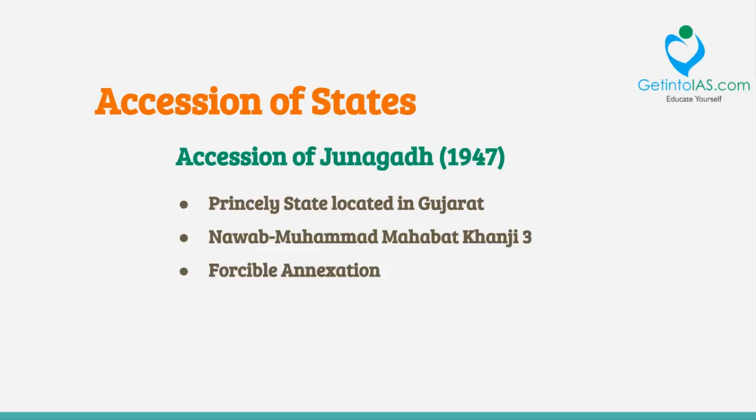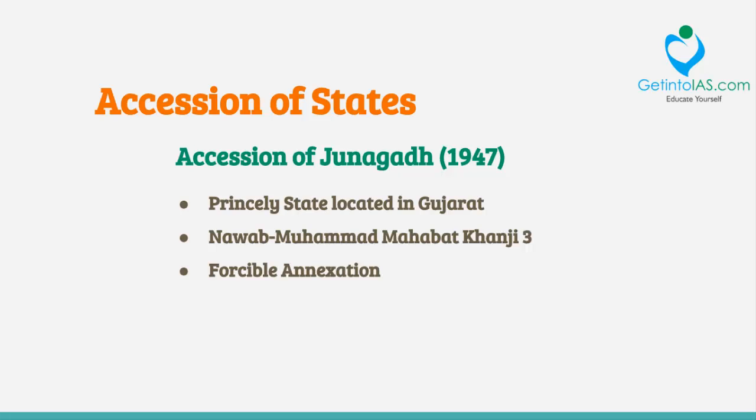First is the annexation of Junagadh. Where is Junagadh? Junagadh is a princely state located in Gujarat. The Nawab of Junagadh at that time was Muhammad Mahabat Khanji III. The problem here is he was a Muslim, so he decided Junagadh should become part of Pakistan. But there were many Hindus who objected to this idea.